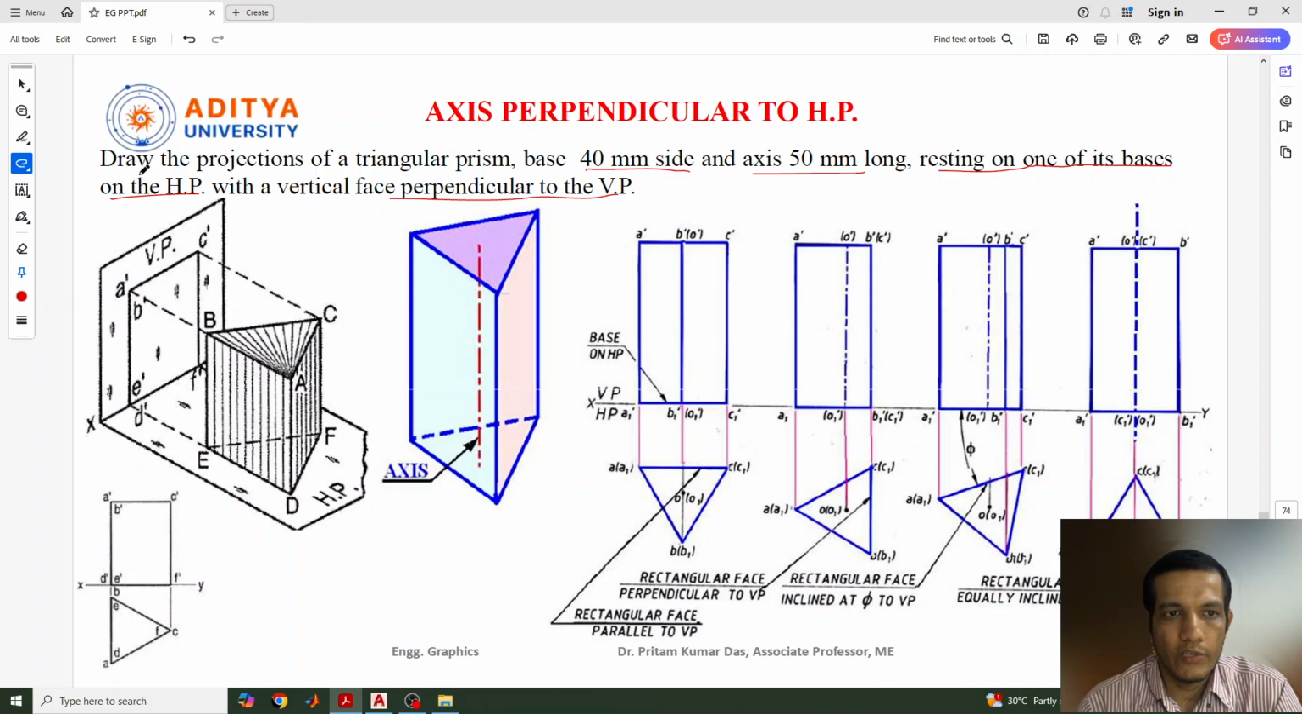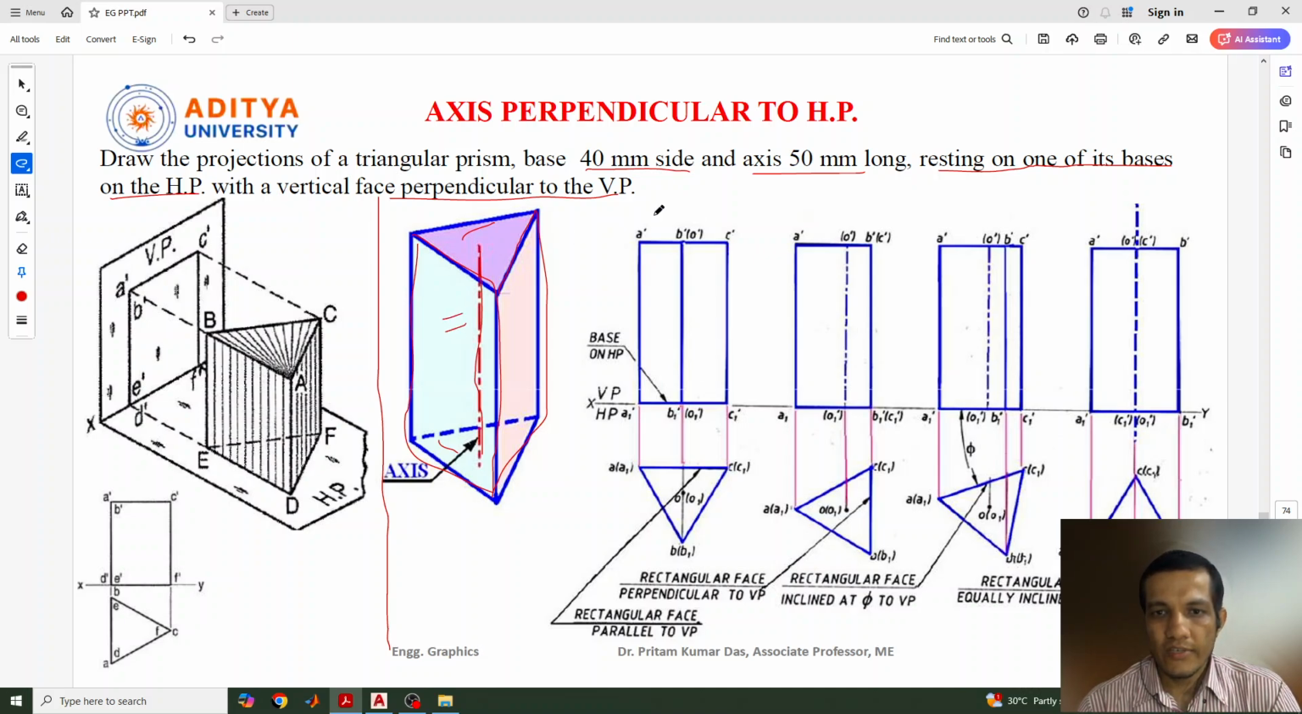So before going to this problem, let's see what conditions may arise when the triangular prism is there, and what kind of questions will be asked in the exam. Now let a triangular prism be there, and this is the axis point, and this is the base, this is the top base, and these are all the rectangular surfaces. Okay, these are all three rectangular surfaces.